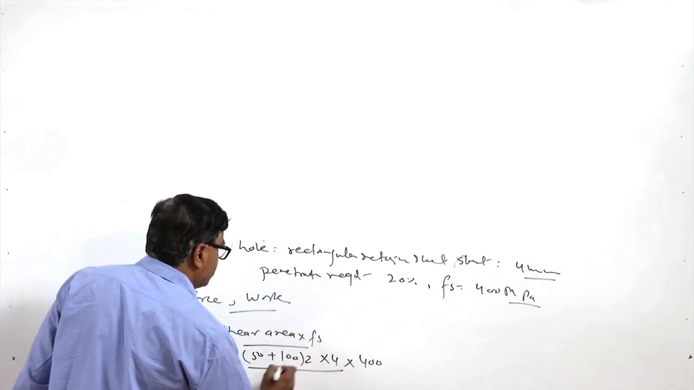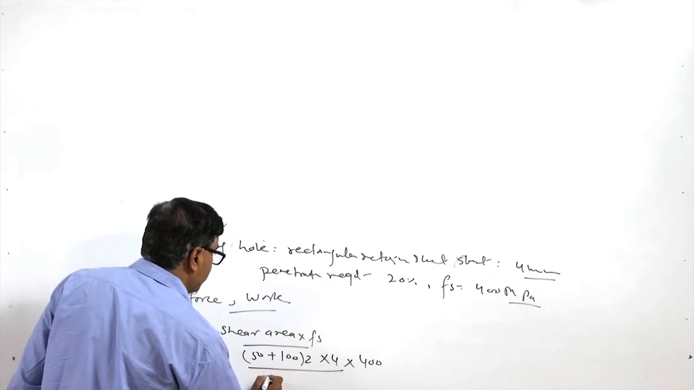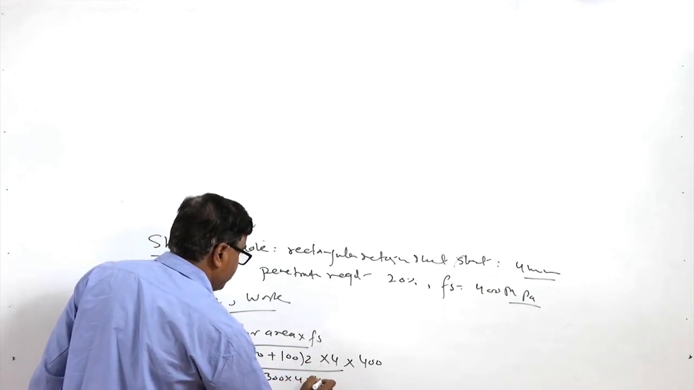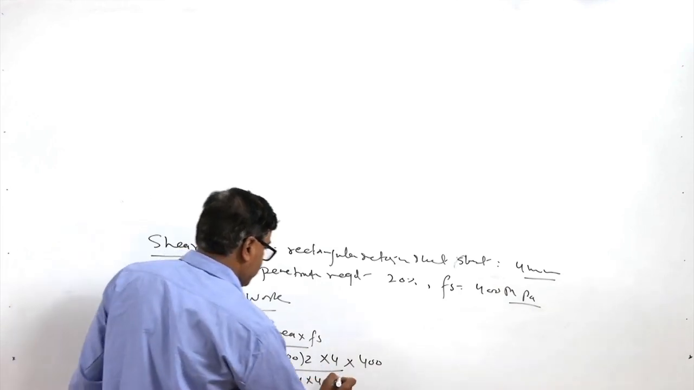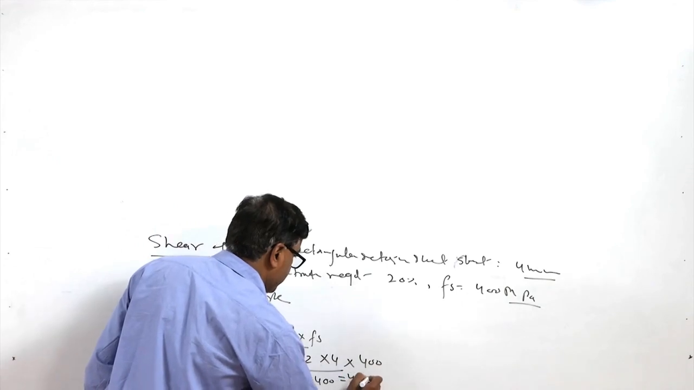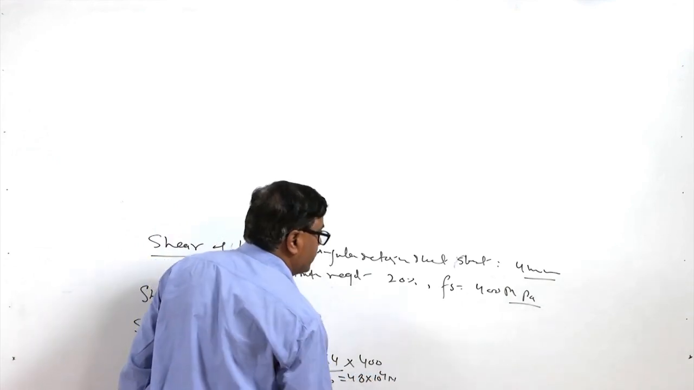So, 150 into 2 into 4, so 300 multiplied by 4 multiplied by 400. This will give us 48 times 10 to the power 4 Newton.